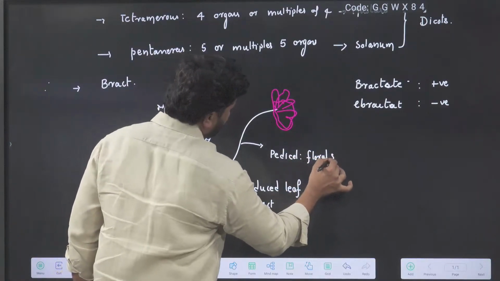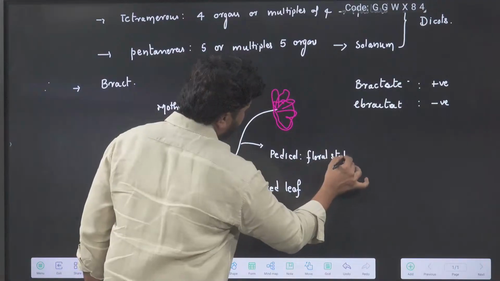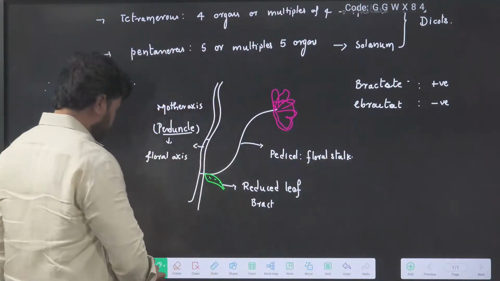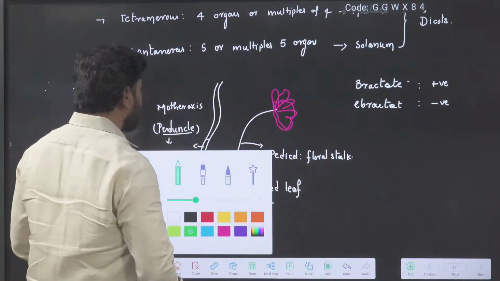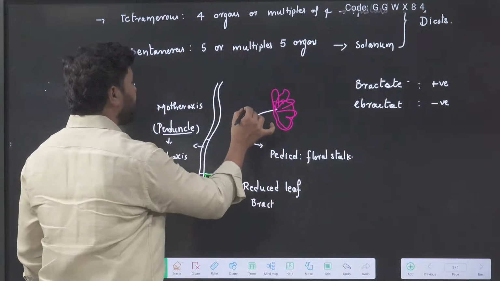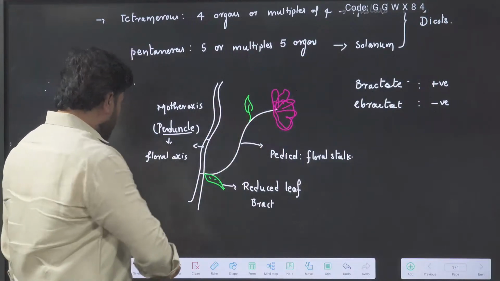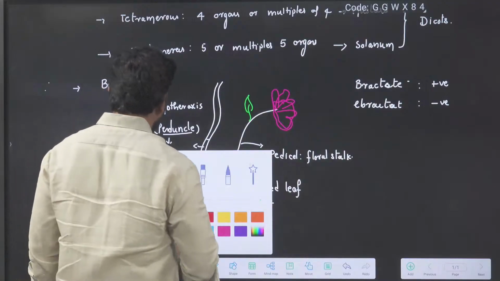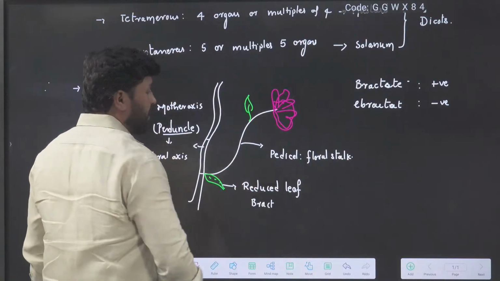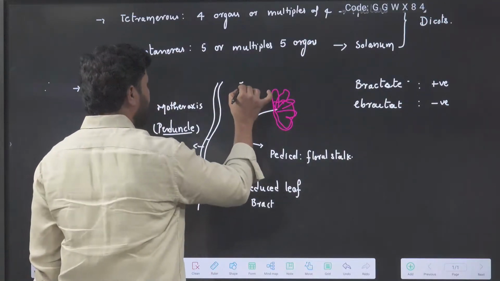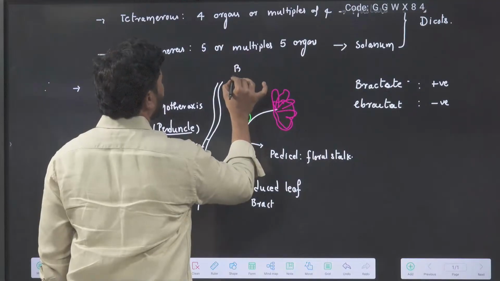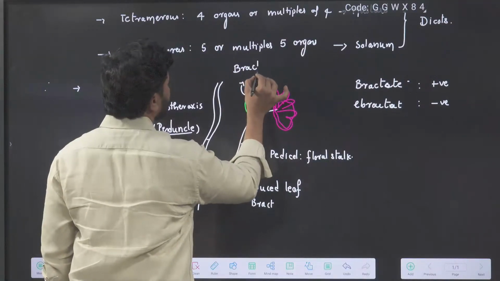Rarely, in some cases, on the surface of this floral stalk there may be a development of a leaf-like body. If a leaf-like body has developed on the surface of the pedicel or floral stalk, this is called bracteole.